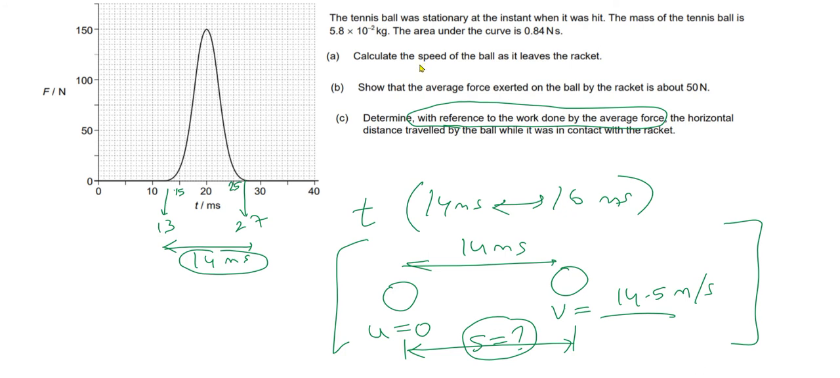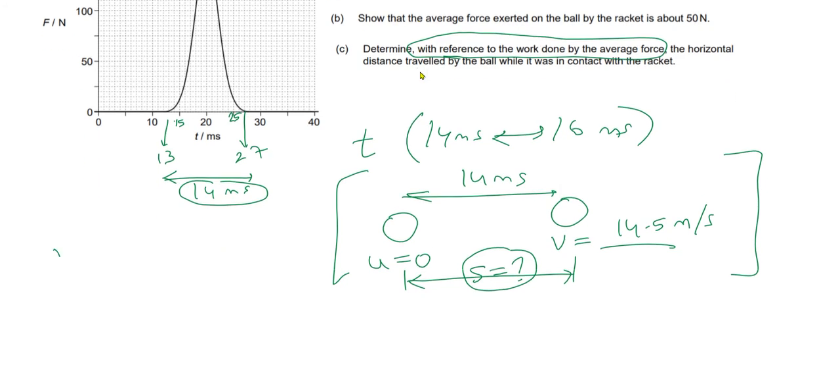Let's say if I use the equations of motion, or the SUVAT equations. So let's say if I use this, v is equal to u plus at, right? So the final velocity is 14.5, initial velocity is 0, time taken is, you have considered 14 milliseconds. Solve for the value of a. Tell me what will be the value of acceleration.